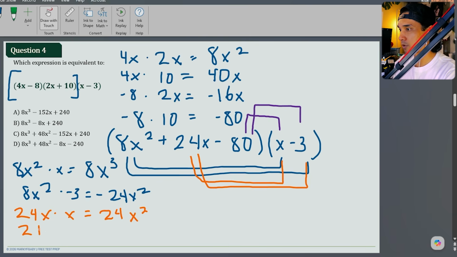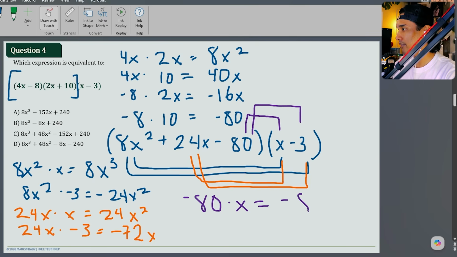And then 24x times negative 3, that equals, this one might be hard, but with practice you will know, this equals negative 72x. Okay? And then what I have next, I'm going to do in purple, negative 80 times x, that equals negative 80x. And then negative 80 times negative 3, and a negative times a negative equals a positive. That is 240. Okay, now let's go ahead and combine like terms.